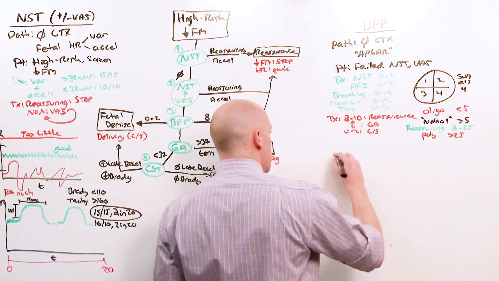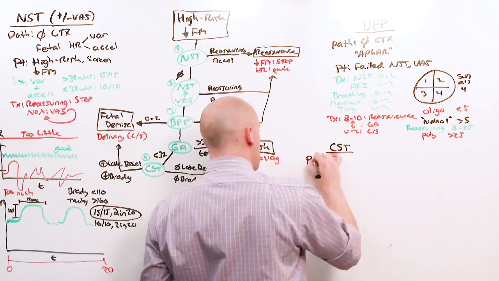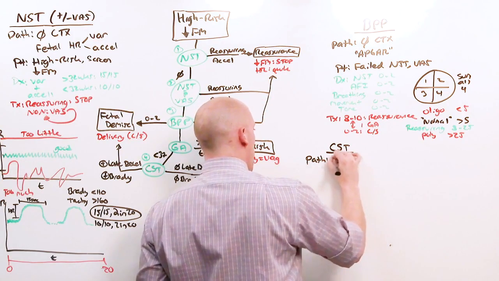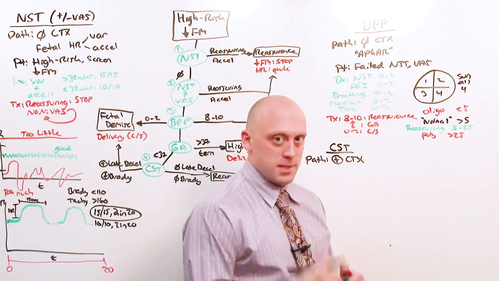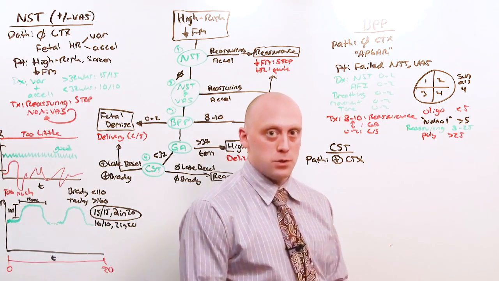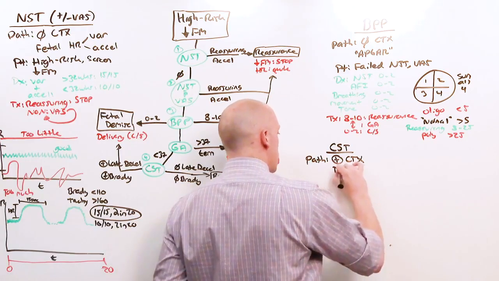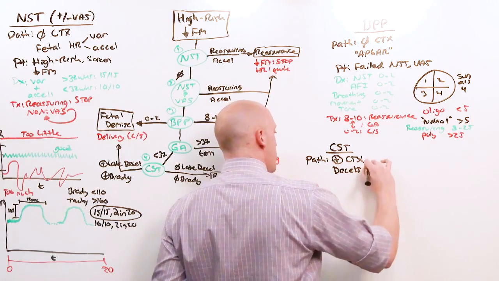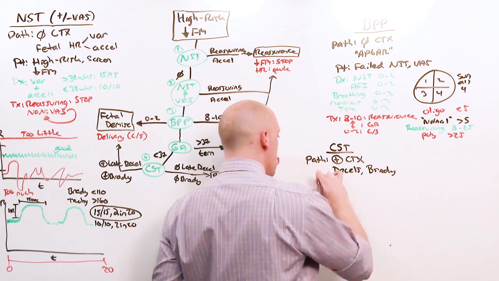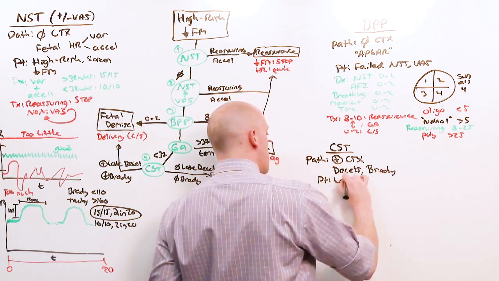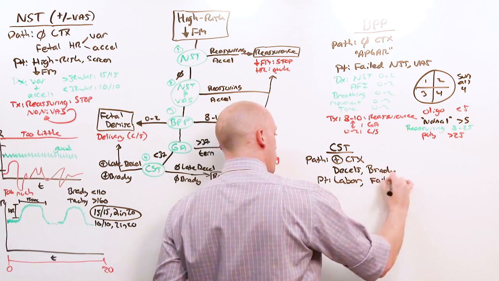Last is the contraction stress test. The contraction stress test is going to be used while there are contractions. This is usually done in the setting of labor, not induced, for a failed biophysical profile. What you're looking at is decelerations and the presence or absence of fetal bradycardia. The patient will either just be monitored in labor or will have failed her biophysical profile.